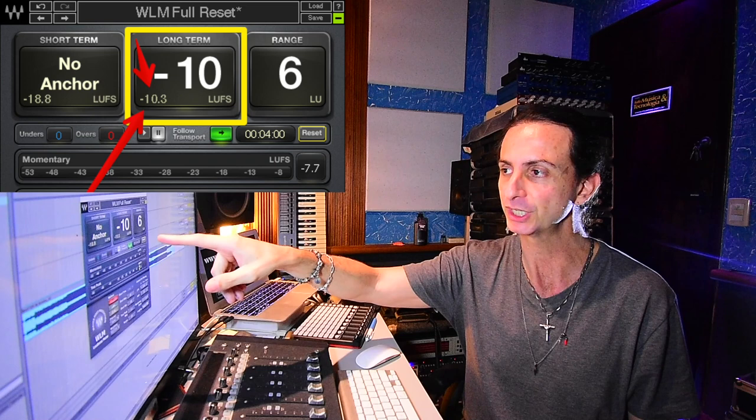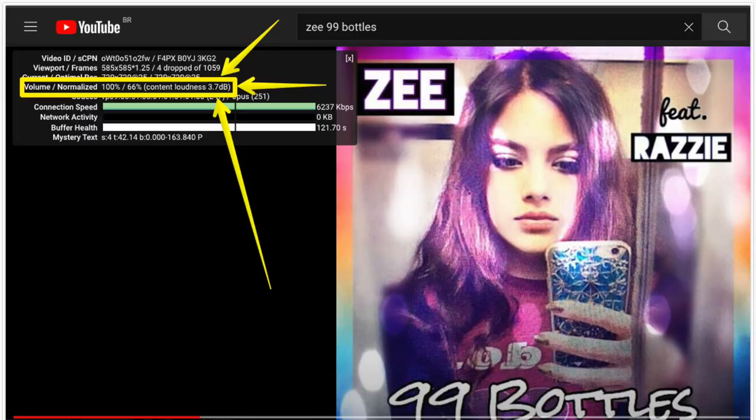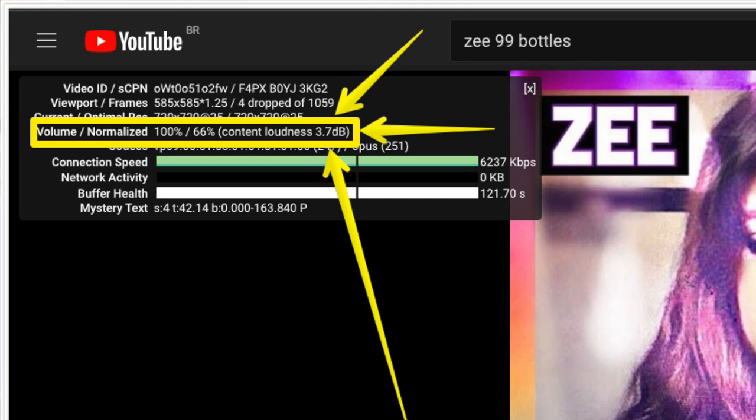In this example here, I have a song I produced and mixed and mastered for an artist from California. And the measurement that the Waves WLM plugin gave was minus 10.3 dB full scale, LUFS. YouTube lowered that program's volume by 3.7 dB. So if you take minus 10.3 minus 3.7, you end up with exactly minus 14 dB LUFS.